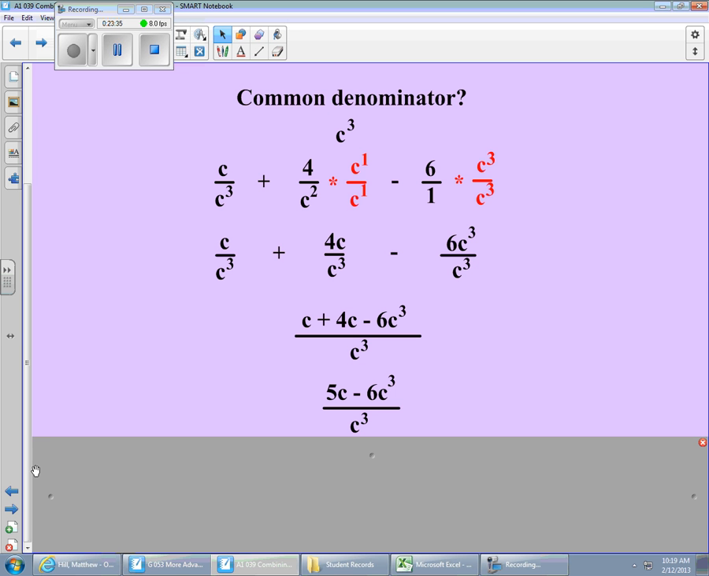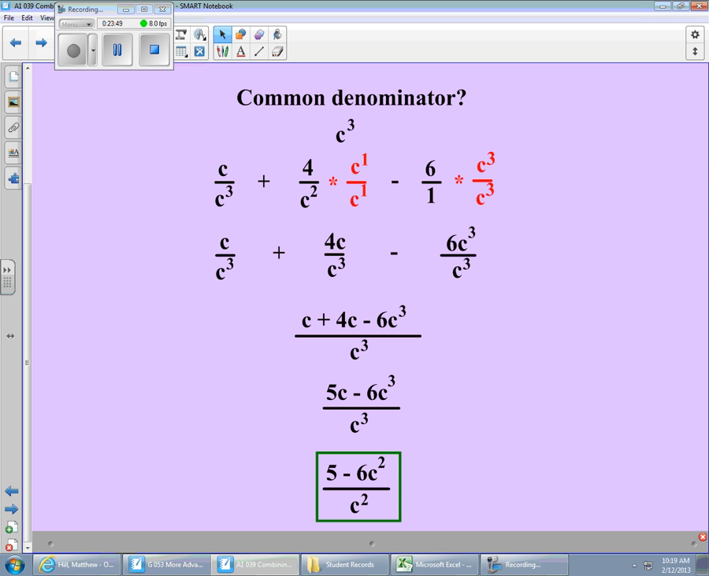5. The minus will still be there. 6c cubed. If you take away a c from that, what are you going to end up with? 6c squared. Okay, and in the denominator, c cubed will become c squared if we take away a c from it. And then you can look at it one last time and go, did I get everything? Is there anything else that I can get out of all 3 of those terms at the same time? I don't see anything.